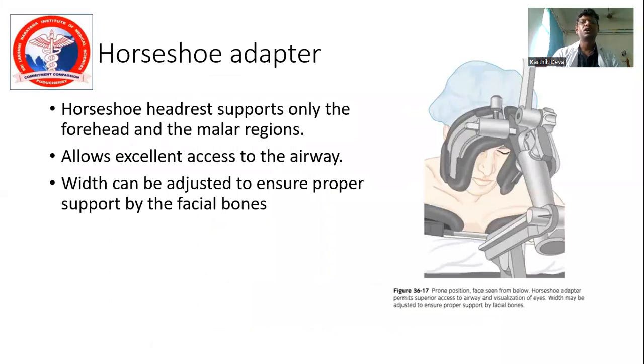Horseshoe headrest supports only the forehead and the malar regions. It allows excellent access to the airway. Width can be adjusted to ensure proper support by the facial bones.